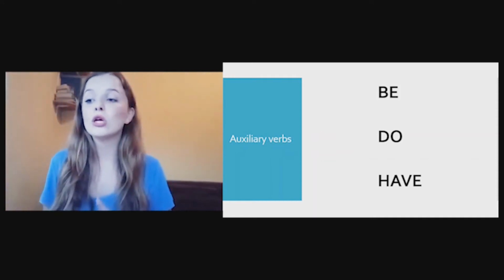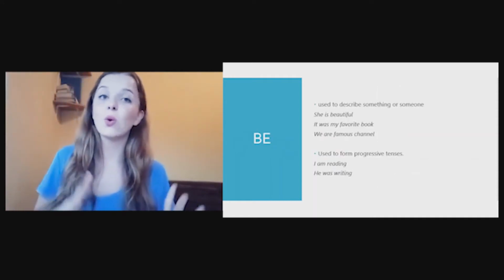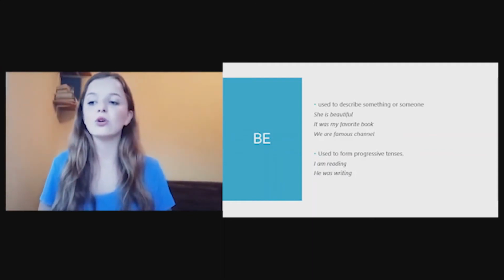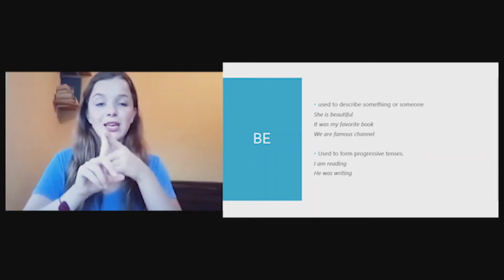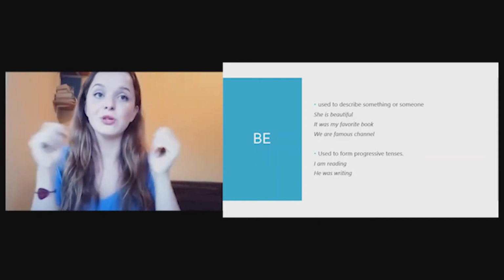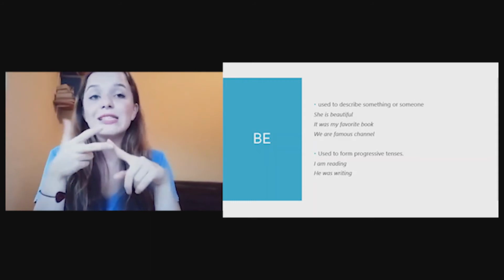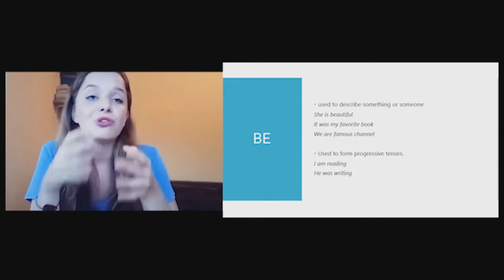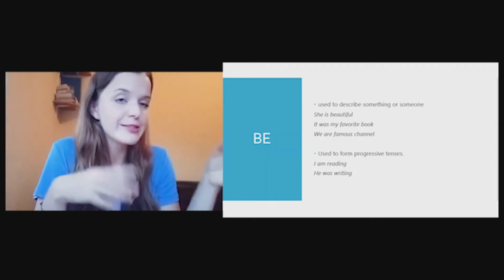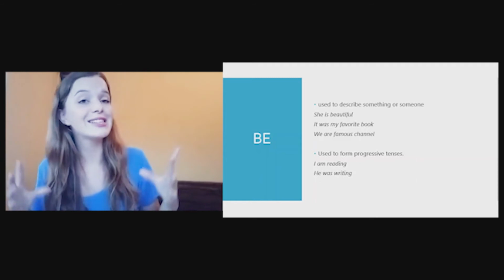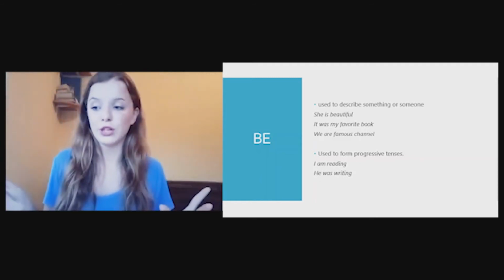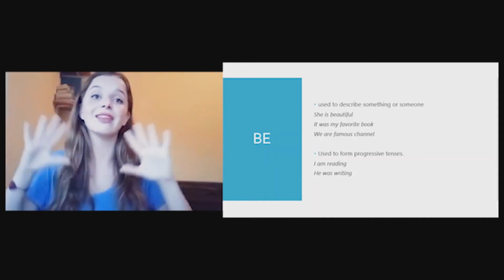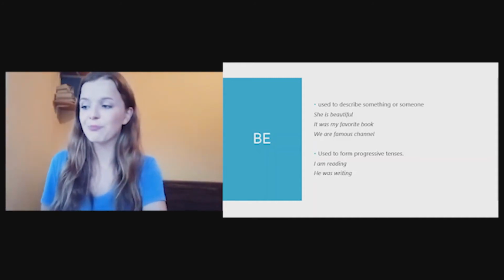Be, or to be, is used to describe something or someone, like she is beautiful, it was my favorite book, or we are a famous channel. Is and are are present forms of the verb to be, while was is the past tense of the verb to be. And it's also used to form progressive tenses or continuous tenses, tenses that describe an action that has lasted a certain period of time, like I am reading, he was writing. It's an action that lasted for a certain period of time.